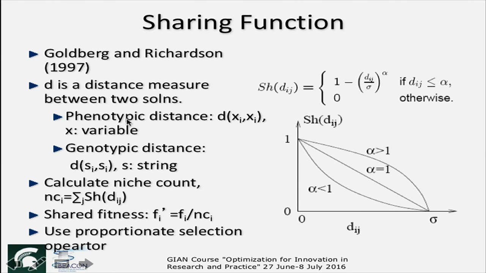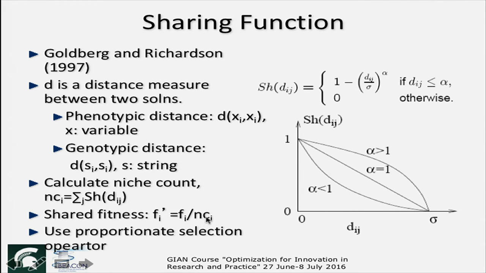Now, the way you do is go by the population and compute the distance with each other and plug it in this formula, and you get the sharing distance value. And that's a number always between 0 and 1. And you keep adding this for all population members. This number is called the niche count. It actually gives an account of how many individuals are around you. Okay? And then what you do is divide the actual fitness of the individual i by its niche count.